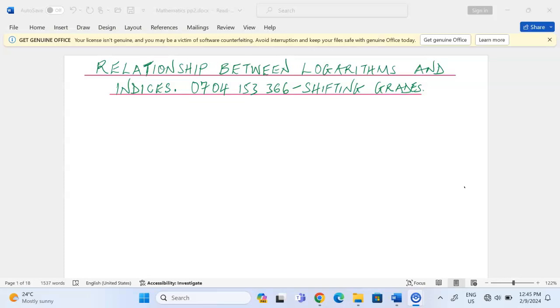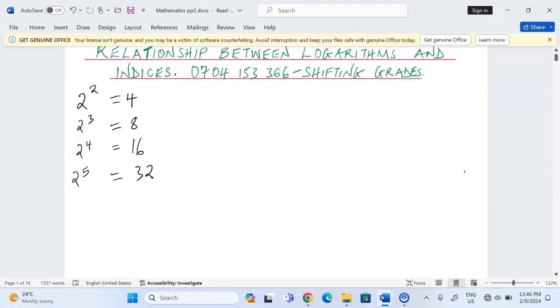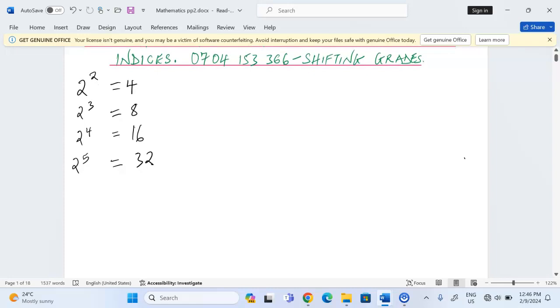All right, let us begin with numbers to given indices. For example, if we use 2 raised to power 2, we know that this one gives us 4. When we take 2 power 3, this one will give us 8. When we take 2 power 4, this one will give us 16. 2 power 5, this will give us 32, and so on. Therefore, in such statements or expressions or equations, we say that these are called index notations.